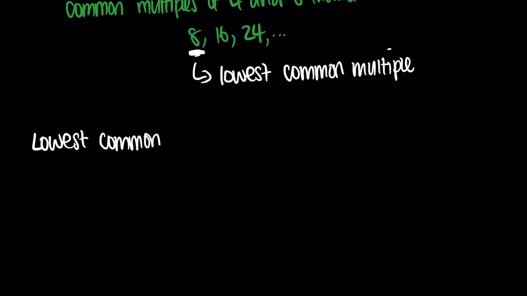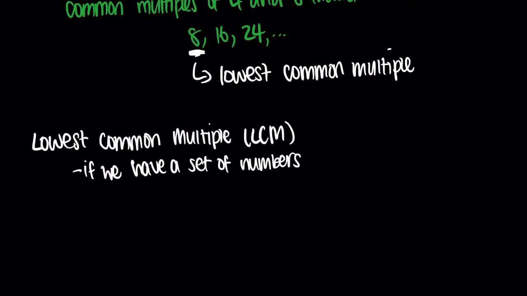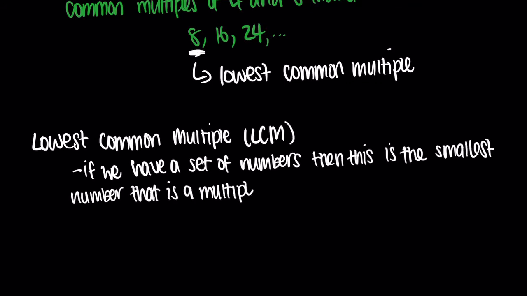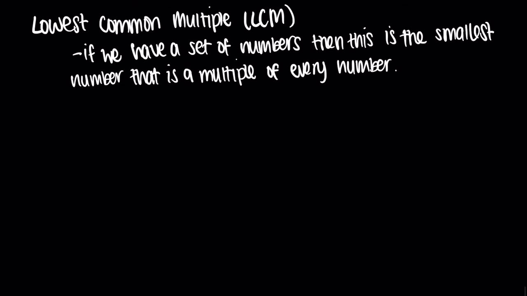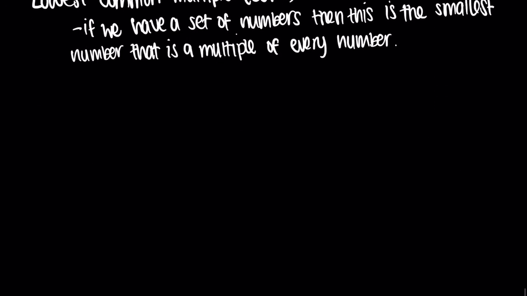So let's give a formal definition of the lowest common multiple. If we have a set of numbers, then the lowest common multiple, or LCM, is the smallest number that is a multiple of every number. Let's do another example. What is the LCM of 3 and 9?